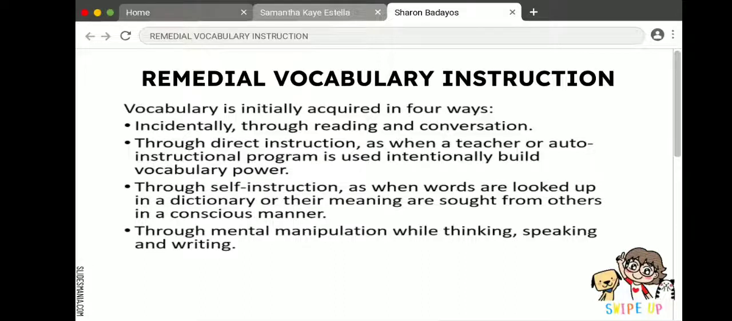So, a teacher can also help build the vocabulary power of the students. He or she could encourage wide reading to the learners, or a teacher could teach word meaning directly. Third is through self instruction, as when words are looked up in a dictionary or their meaning are sought from others in a conscious manner. Obviously, when we are curious about something, we tend to search for it or Google it from the internet and then find the meaning. And lastly is through mental manipulation while thinking, speaking, and writing.